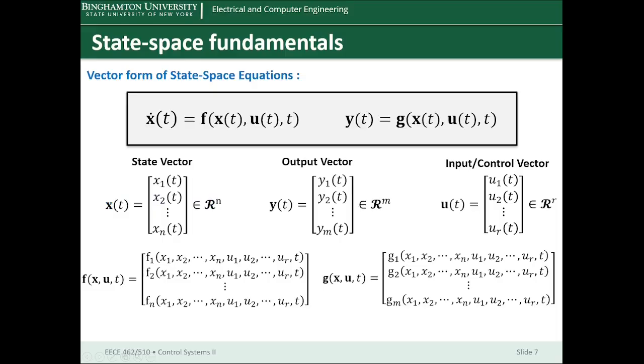Now we can concatenate all these variables and write the state and output equations in vector form. If we collect the entire set of states into a state vector, the outputs into an output vector, and the controls into a control vector, then we obtain the vector form of the state space equations.